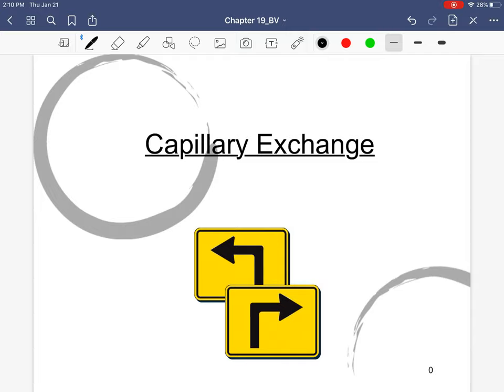Okay, we have two more topics to talk about. One of them is capillary exchange, and then we'll talk a little bit about how blood moves through the veins, venous return.